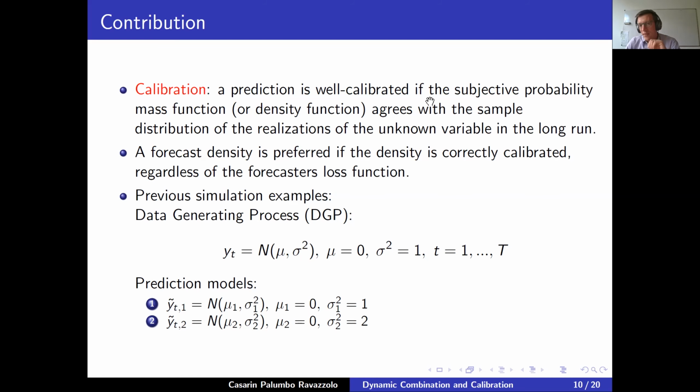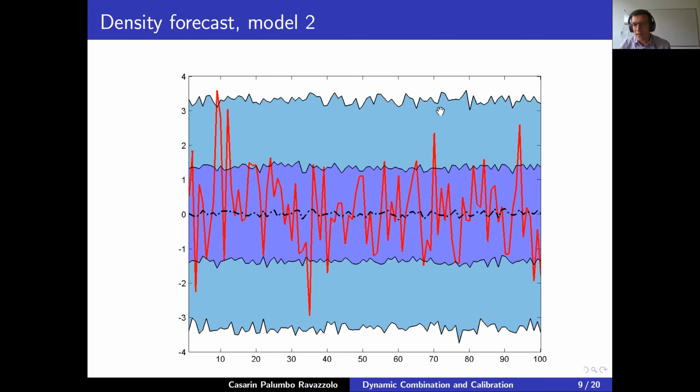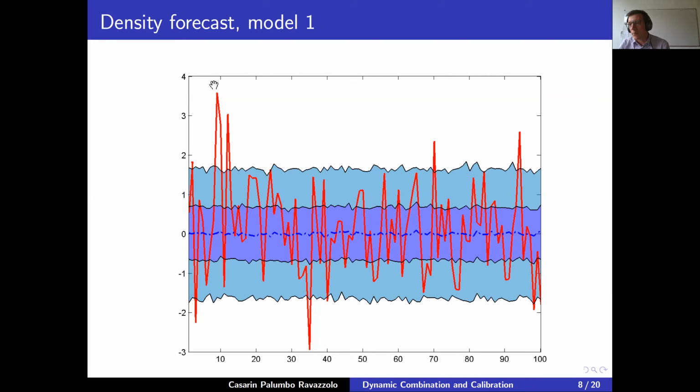What is calibration? A prediction is well calibrated if the model probability mass function agrees with the sample distribution of the realizations, obviously in the long run. So in my example, there was an agreement. I plotted the 90% interval. I had 90% of the points inside there, 10% outside. We should always prefer a correctly calibrated density. Why? Because it's also telling us another important piece of information. We should never predict the unpredictable. This is not our job, probably.